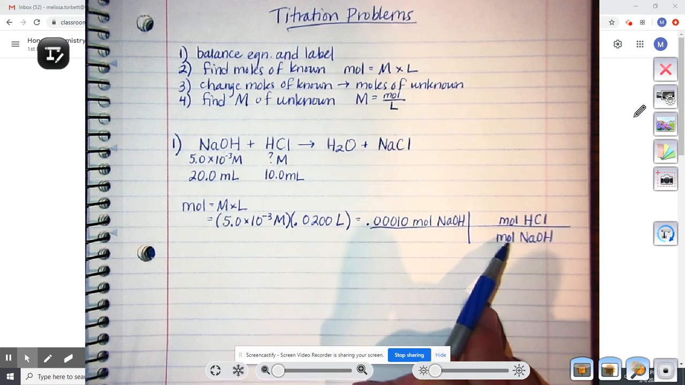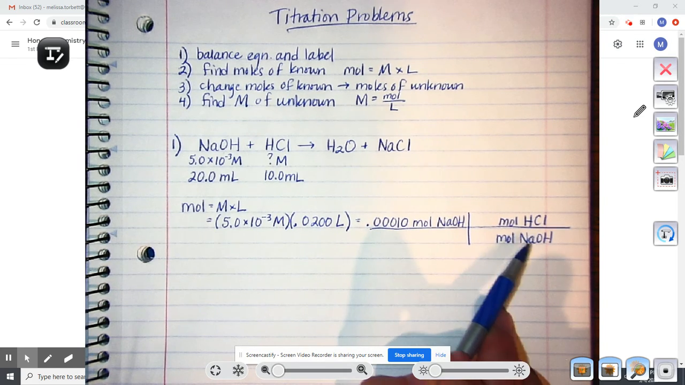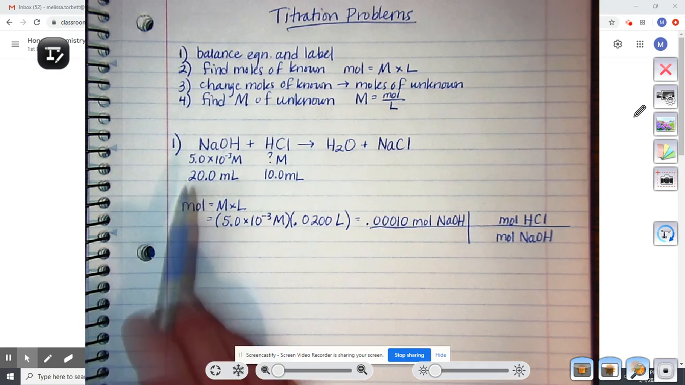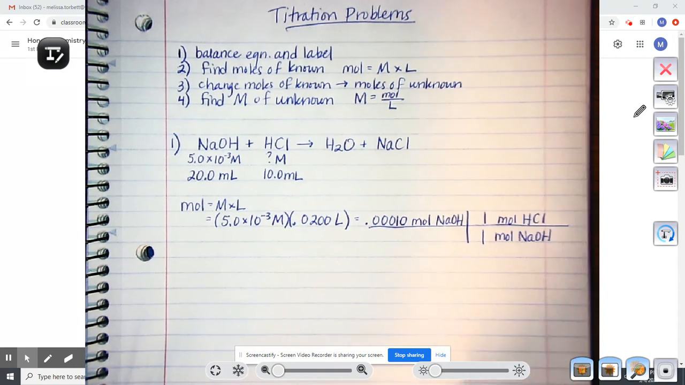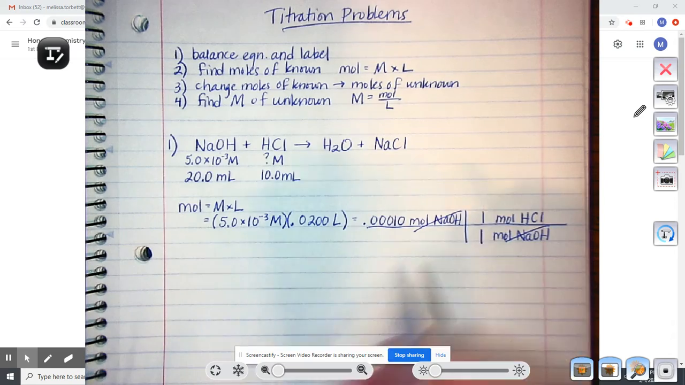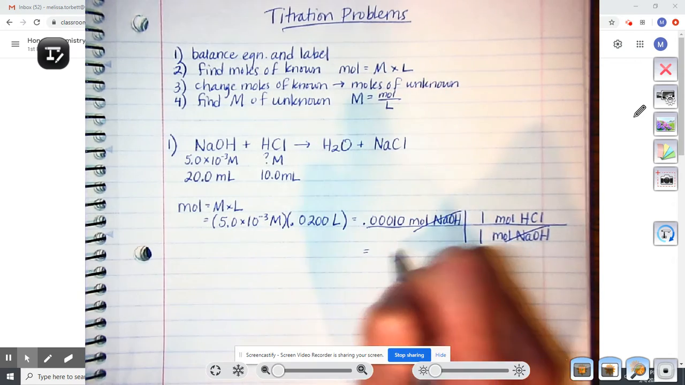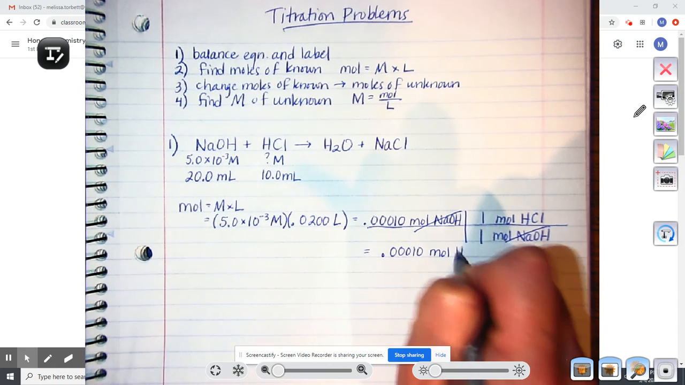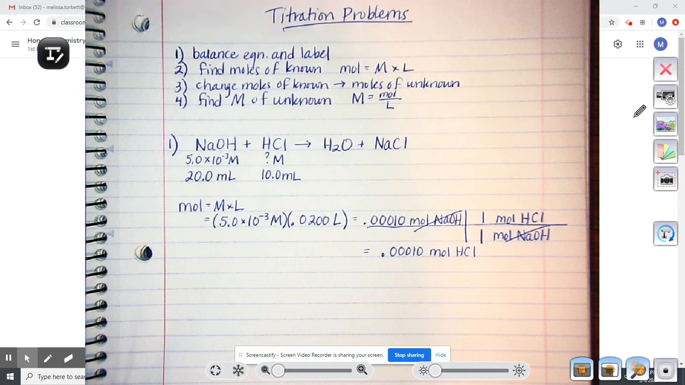Remember, this thing was called the mole ratio. This is the thing that changes one substance to another. And the values for a mole ratio come from the coefficients. In this reaction, they're both 1. So this is a super, super easy one. I really don't have to do anything. Moles of sodium hydroxide cancel out because that's what our factor label table has it do. And I find out that there will also be 0.00010 moles of HCl.